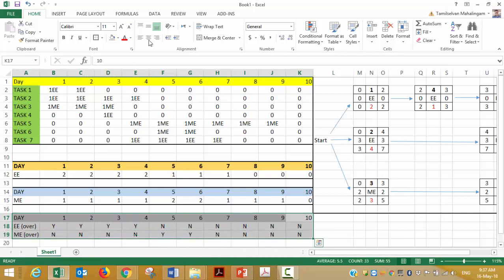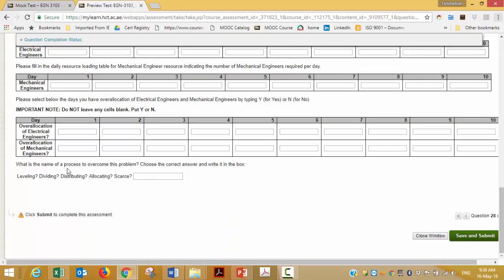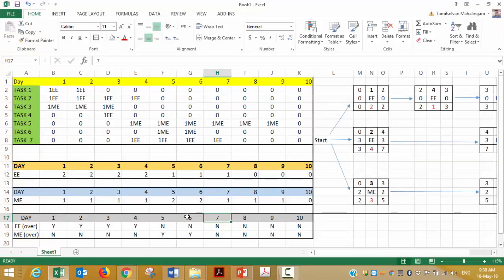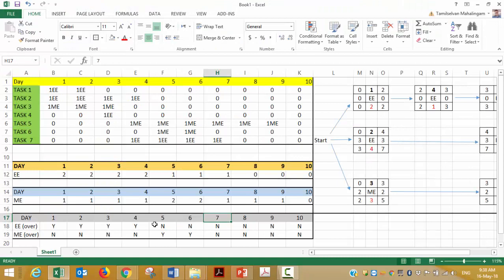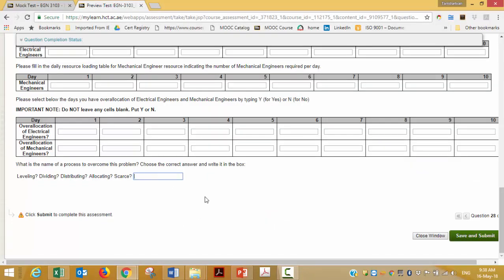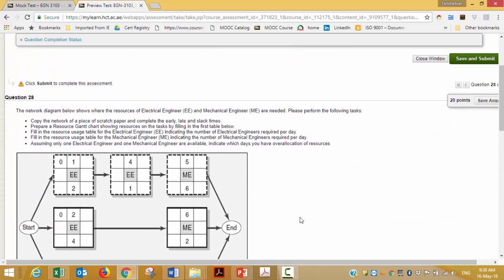So this is how you find whether you have done over allocation or not. Right? And the last question is, what is the name of the process to overcome this problem? What we have to do right now is level the resources, which is not part of our curriculum. So the answer is we need to do the leveling. Right. That's it. This is how you do question number 28.